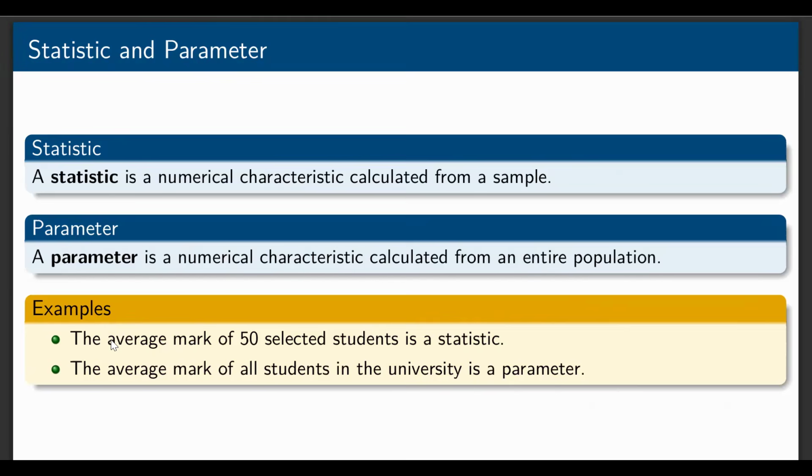Let's take an example here. A numerical characteristic we may want to calculate may be the average mark. If you look at the average mark of 50 selected students, we will refer to that as a statistic because you are considering the average mark of 50 selected students. So it represents a portion of the entire group. But when you look at the average mark of all students in the university, this average mark is called a parameter because it represents the entire university body.